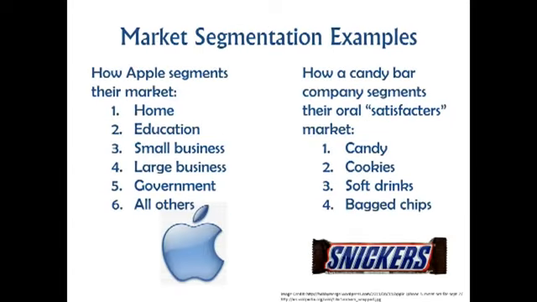So let's take a look at some market segmentation examples. Everybody knows Apple Computer Corporation. Turns out Apple breaks their market up into 6 distinct segments. Take a look at it. Home, education, small business, large business, government, and all others. So you can see that each one of these is very distinct, right? The home market and the education market are 2 completely different markets, and there's really no overlap between those.